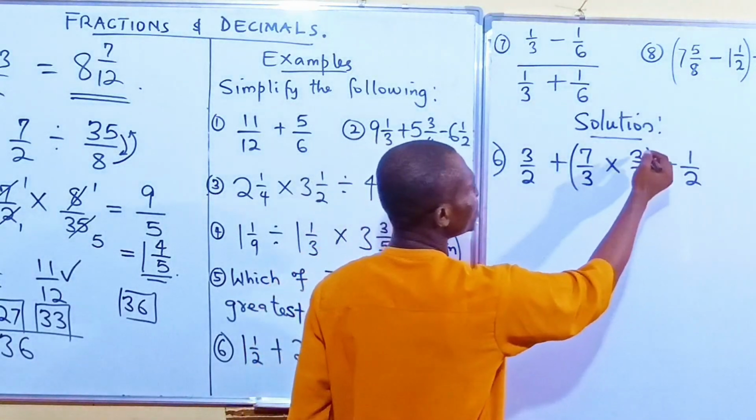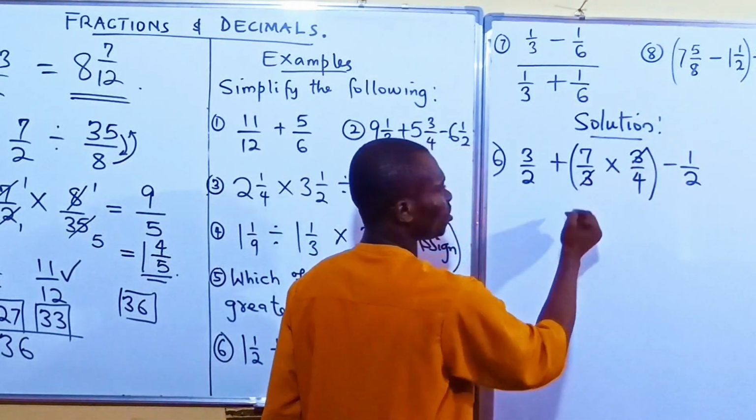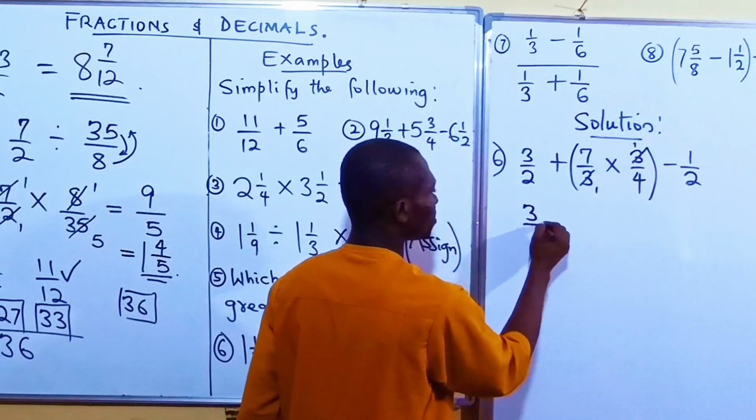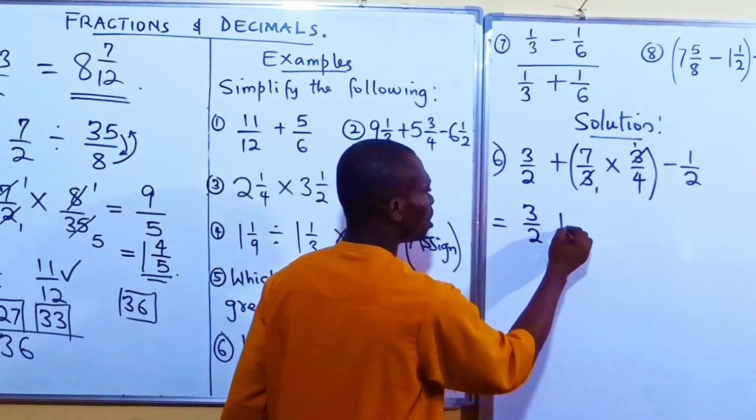So what do I do here? This 3 will cancel this 3. So you just have 1, 1, and that's 7 over 4. So that means we have 3 over 2.